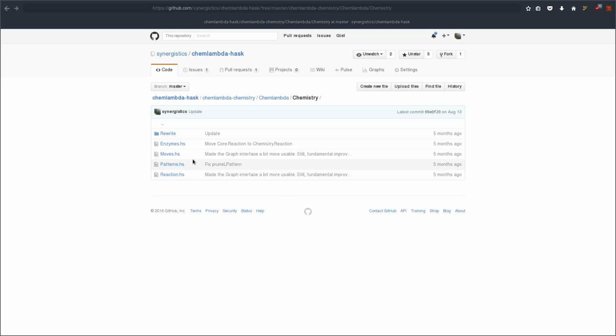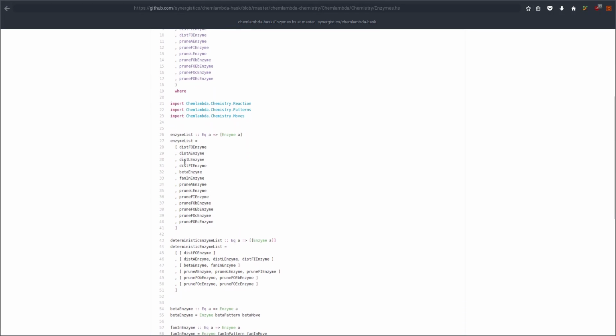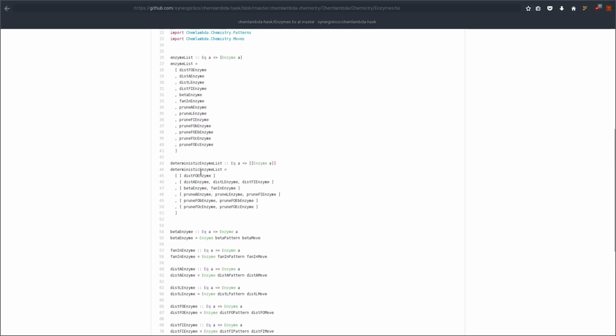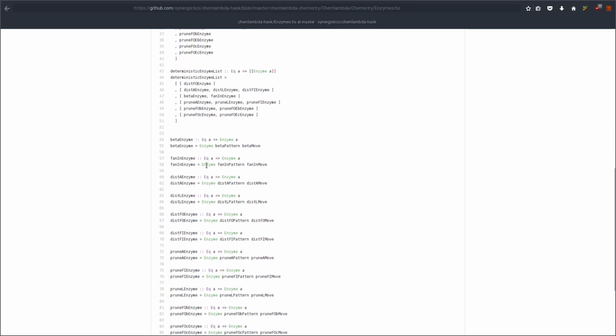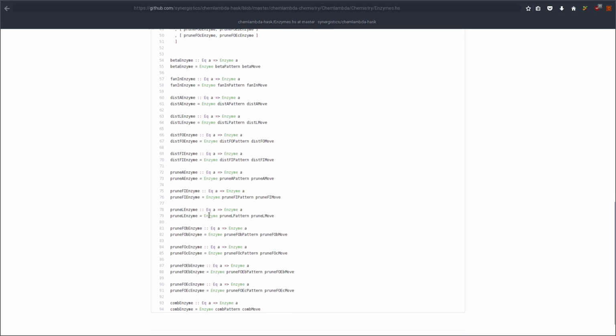Alright, so now we're moving on to enzymes. Now, enzymes are a data structure I built to make it easier to combine patterns with their corresponding moves because they're almost always used together, similar to how nodes pair together atoms with their ports. So each of these enzymes here corresponds with the combination of a pattern and a move. And you can see here, like on this line right here, you have the prunel pattern and the prunel move used together to make the prunel enzyme.